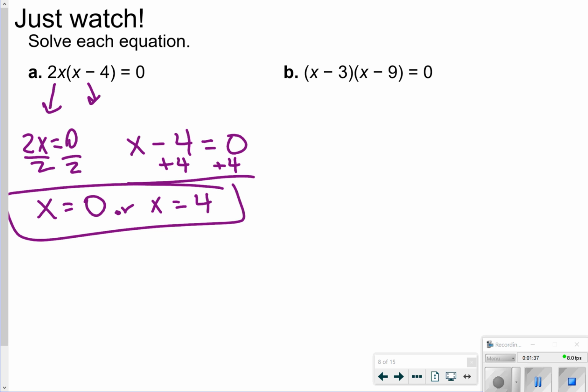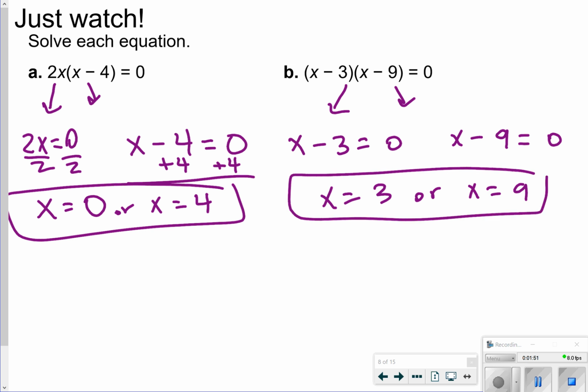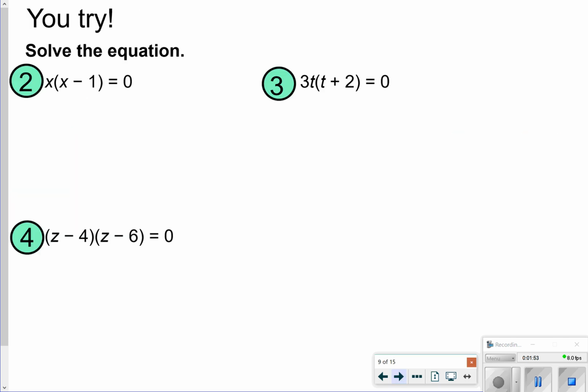For letter B, again, separate the binomials and set them equal to 0, and then solve. x is equal to 3 or x is equal to 9. Okay, so pretty easy for the most part. So I'm going to get you to go ahead and try these 3 on your own. Let's go ahead and pause the video now so you can try them, and then once you're done, go ahead and click play.